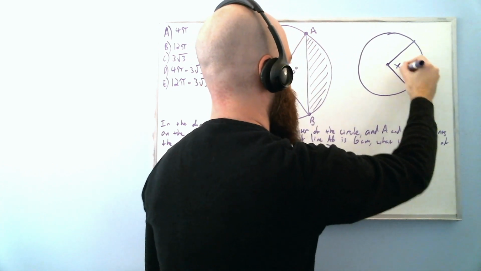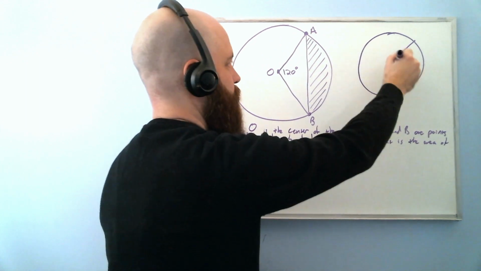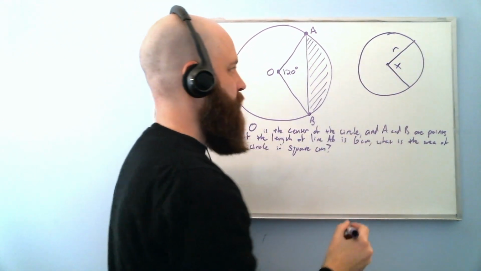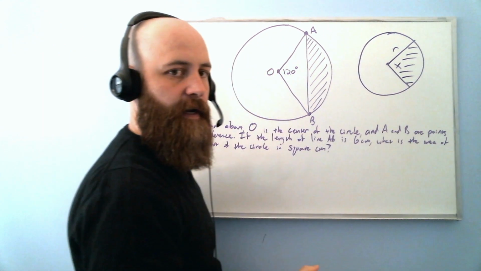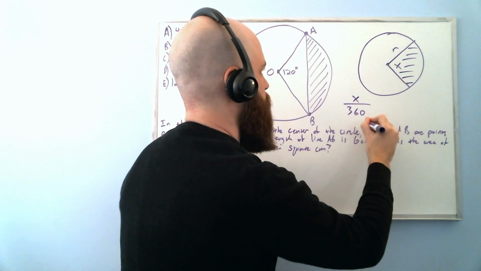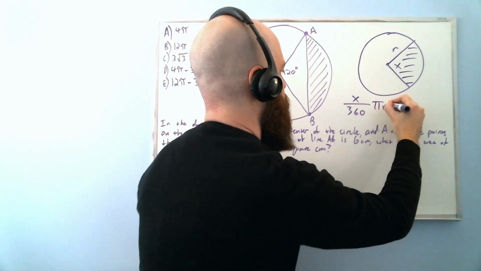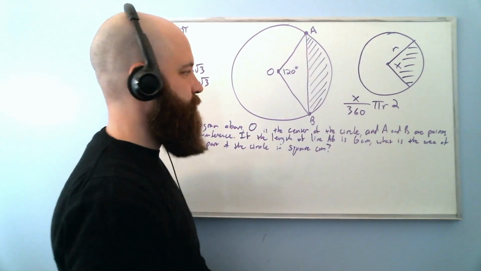it to this question. Okay, so let's say I have a circle with a central angle of x right there and a radius of r. So if I want to find the area of that sector right there, it's just x over 360 times pi r squared. And again, x is that angle in degrees.